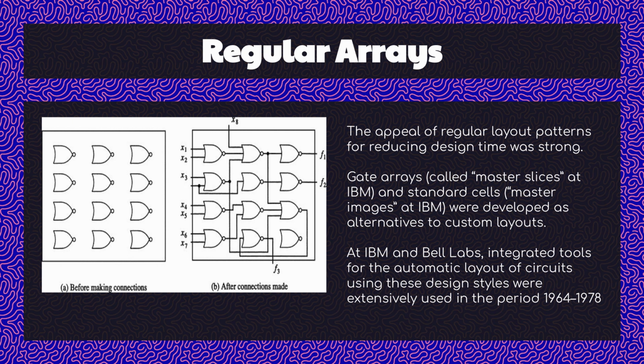And after the connections are made, we can see that there are 6 inputs and there are 3 functions called F1, F2 and F3 that are purely made out of customized connections between the NOR gates.